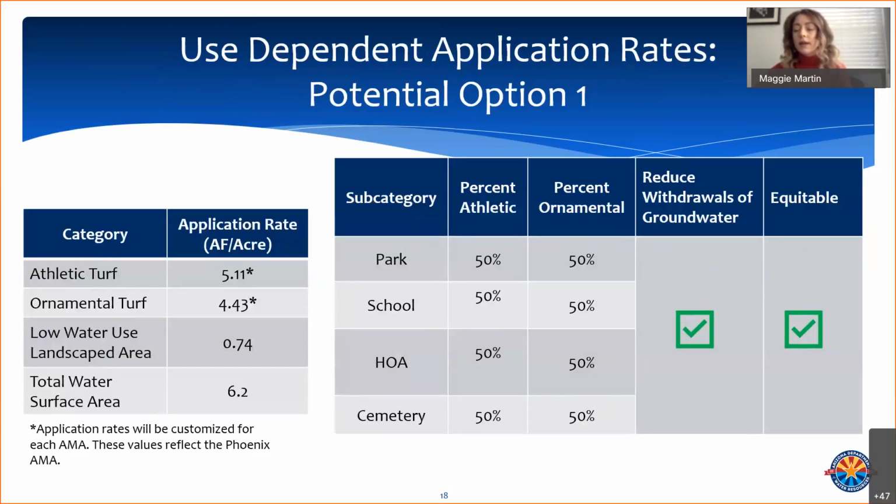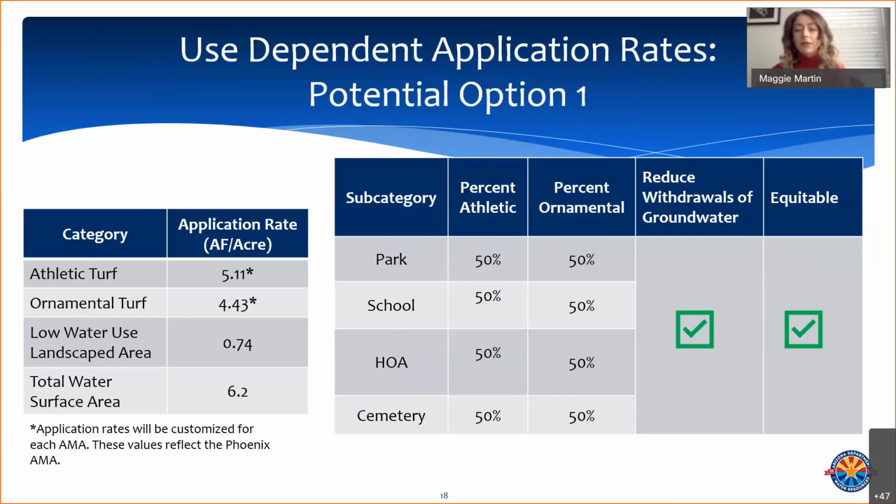And before we get into it, the values shown will reflect data from the Phoenix AMA. We wanted to bring to you the structure of what this analysis would look like, and the customization part for each of the AMAs will come later. Because all of the AMAs are not the same, the application rate value would be adjusted, but the structure is something we want to carry forward to all of the AMAs. So ornamental will have a lower application rate and athletic a higher rate.